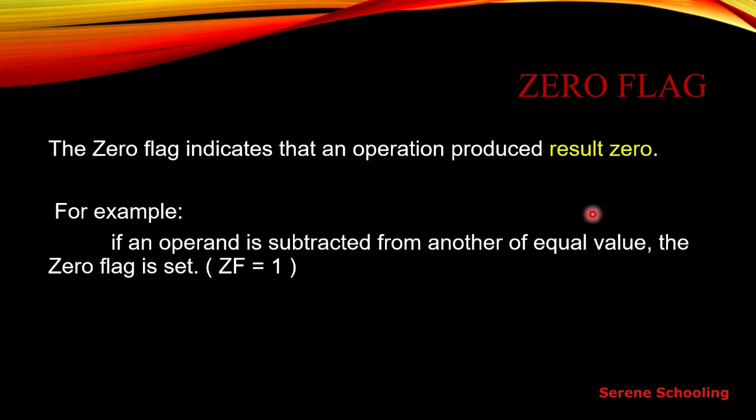So when can we produce the result 0? Suppose we are subtracting a number from another number of equal value. Definitely, subtracting two equal values gives us the result 0. So whenever we get the result 0, the zero flag is set to 1. It is not going to be 0 because we are getting result 0; the zero flag will become 1. This 1 will indicate that yes, the result is 0.